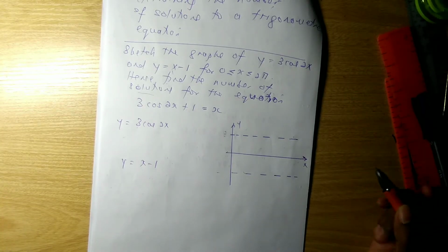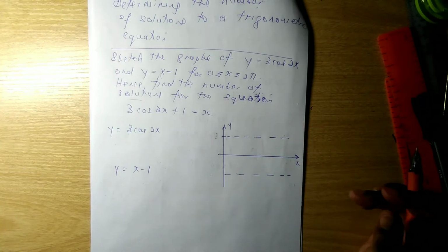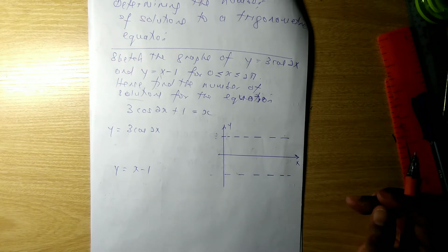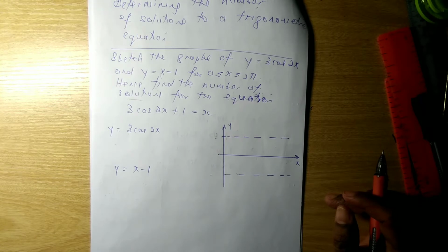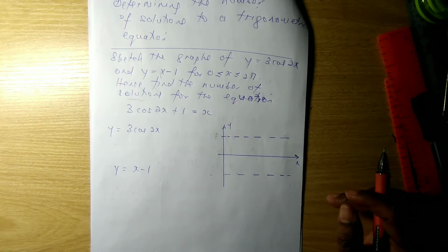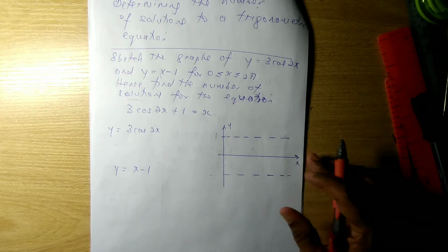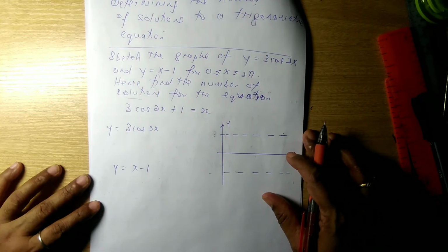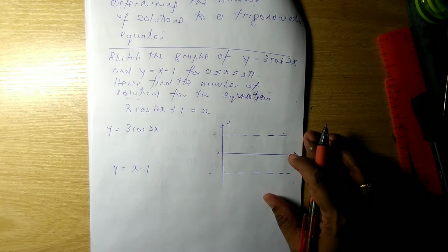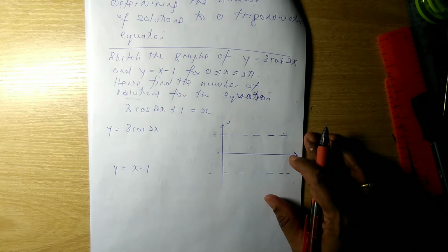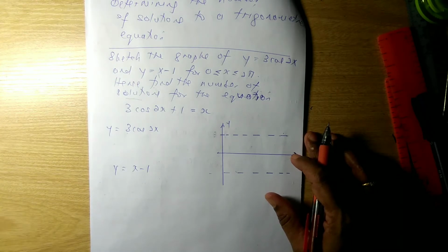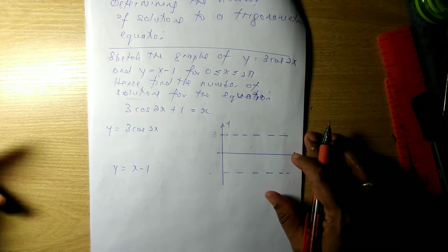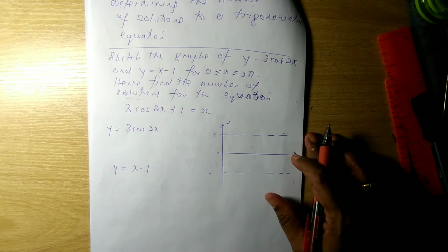Hello, so today we move on to the next part. This is still under graphs, sketching of graphs. Today we are going to determine the number of solutions to a trigonometric equation. But we are not going to use the solving method. We're just going to use graphs to look and see how many points of intersection there are, to determine the number of solutions these two equations will have.